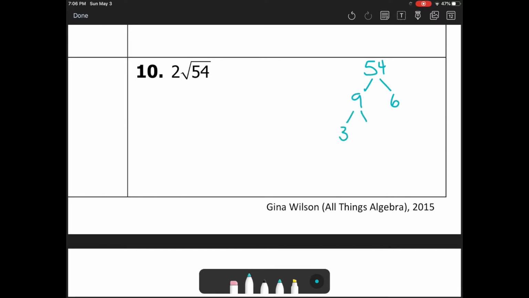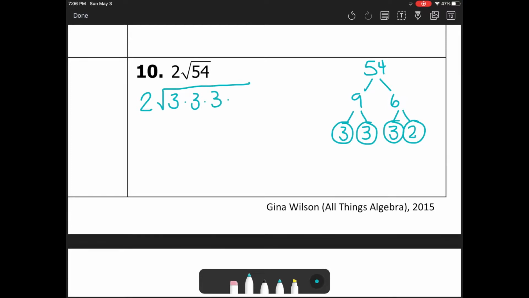9 I know can break down into 3 times 3, and those are prime numbers. 6 can break down into 3 times 2, and those are also prime numbers. So I'm going to keep the 2 in the front. I'm going to replace my 54 with 3 times 3 times 3 times 2. I have a pair of 3's that I could take out, but then I have a 3 and a 2 left. I cannot take out the 3 or the 2, so I have to leave those under the radical.